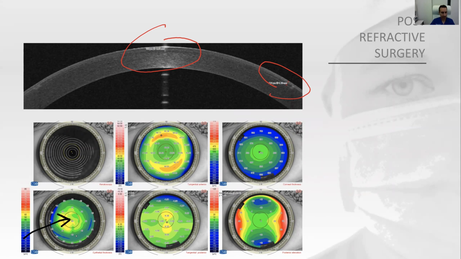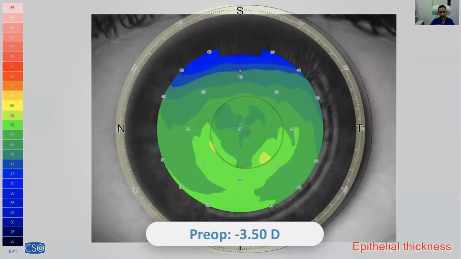Again, looking at the epithelium, we can see that there is thickening of the epithelium centrally as opposed to a little bit thinner epithelium peripherally. And this, again, gives us an idea the patient has had some kind of myopic ablative procedure.